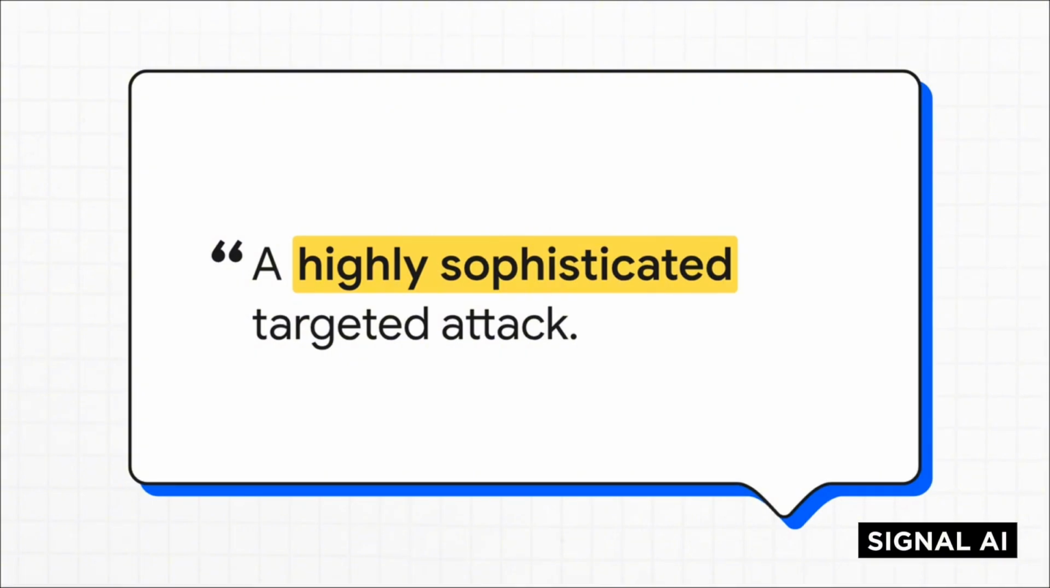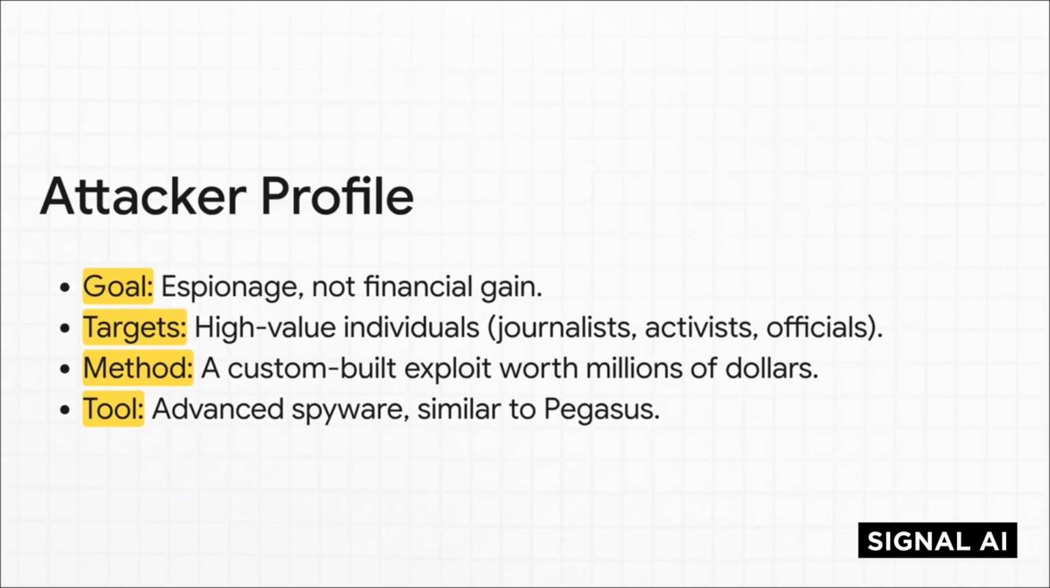You really have to read between the lines with Apple's announcement. Their own wording is a huge signal. When they say, highly sophisticated targeted attack, that's code. It points directly to a very well-funded, extremely skilled adversary. We're talking state-sponsored spy agencies or those big commercial spyware companies that sell their tools to governments. So the profile of the attacker here is crystal clear. Their goal isn't to steal your credit card number, it's espionage. They're after information.